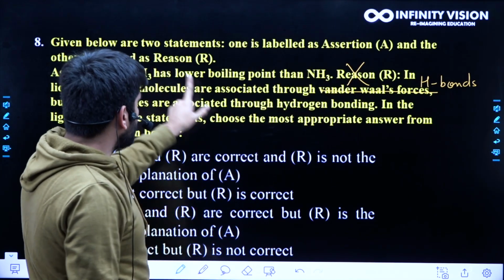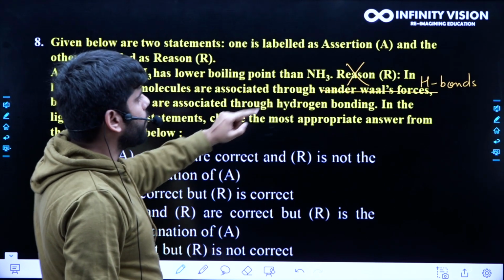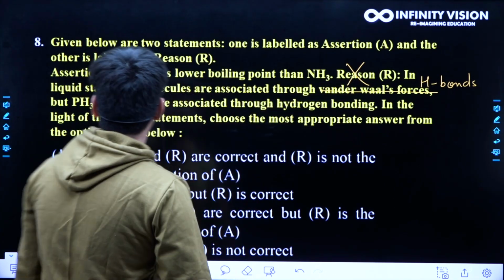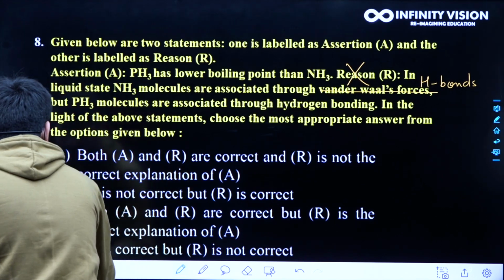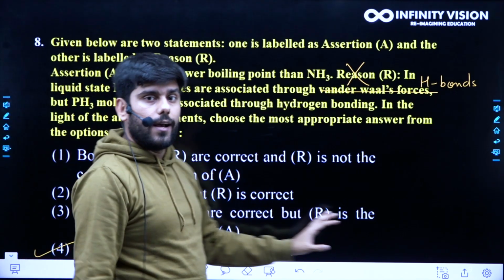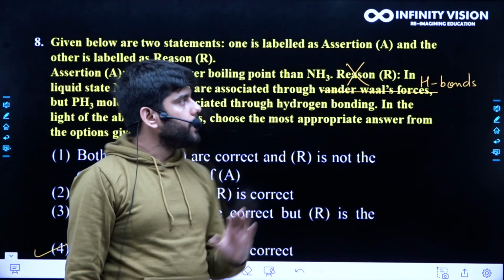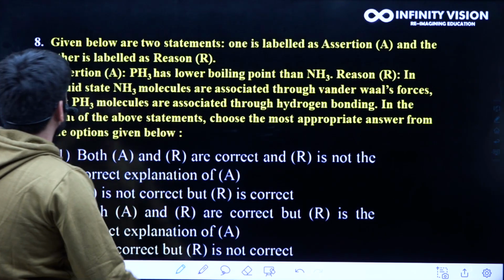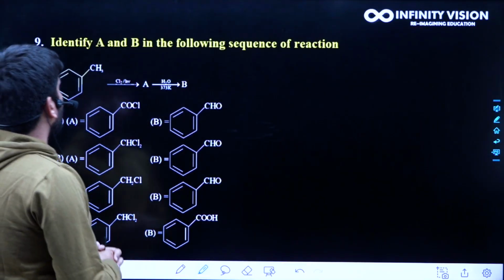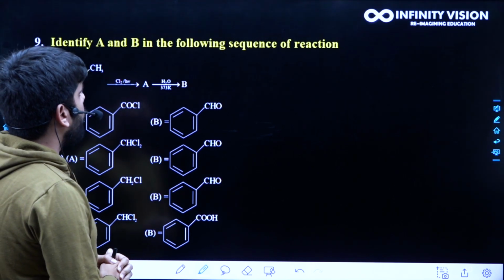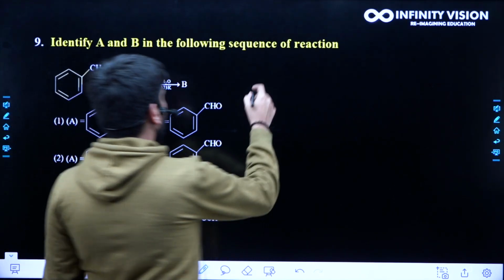So the assertion is correct. Yes, PH3 has lower boiling point, but the reason is incorrect. Okay, so A is correct, but R is not correct. So fourth is the right answer. I hope the question is clear to you. Let us move to the next question. Okay, identify A and B in the following sequence of reactions. So we start with toluene.